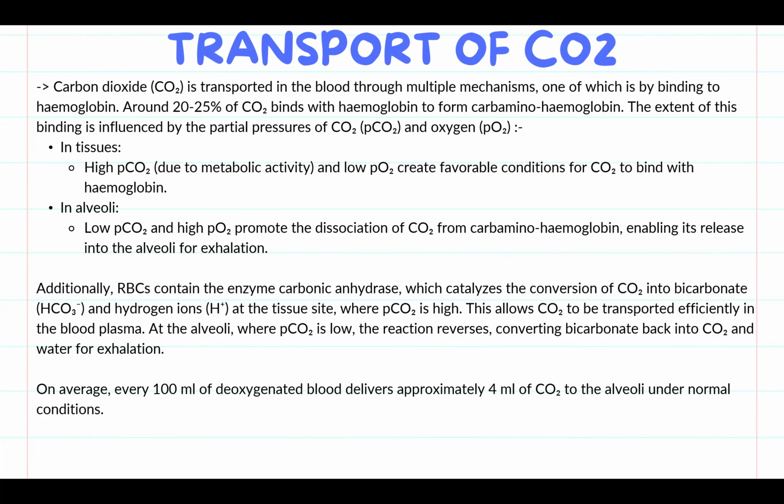Additionally, RBCs contain the enzyme carbonic anhydrase, which catalyzes the conversion of CO2 into bicarbonate and hydrogen ions at the tissue site, where PCO2 is high. This allows CO2 to be transferred efficiently into the blood plasma. At the alveoli, where PCO2 is low, the reaction reverses, converting bicarbonate back into CO2 and water for exhalation. On an average, every 100 ml of deoxygenated blood delivers approximately 4 ml of CO2 to the alveoli under normal conditions.